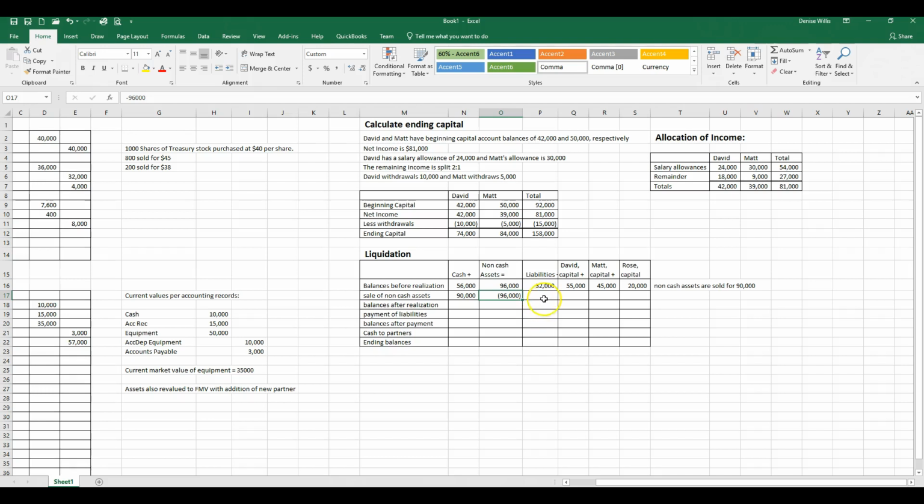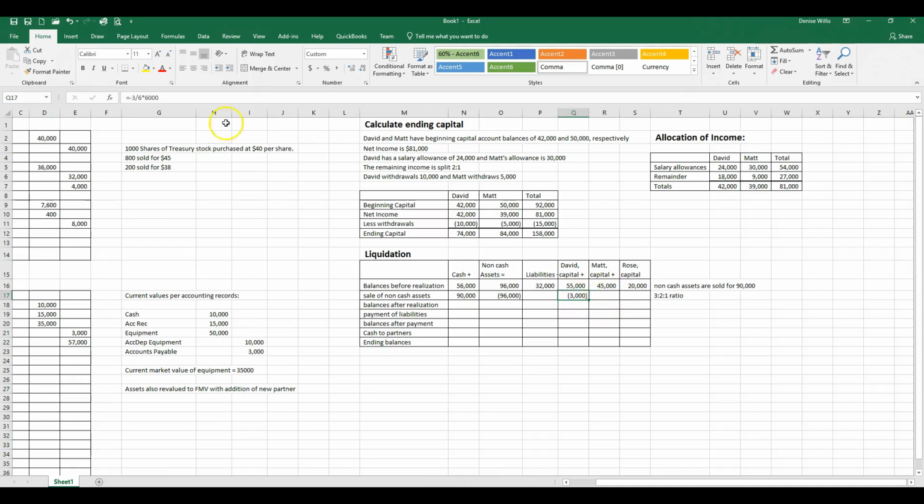We have to take that $6,000 and allocate it between these partners right here. I just added the fact that they have a 3-to-2-to-1 ratio. So we're going to take that $6,000 and divide it up 3-to-2-to-1.